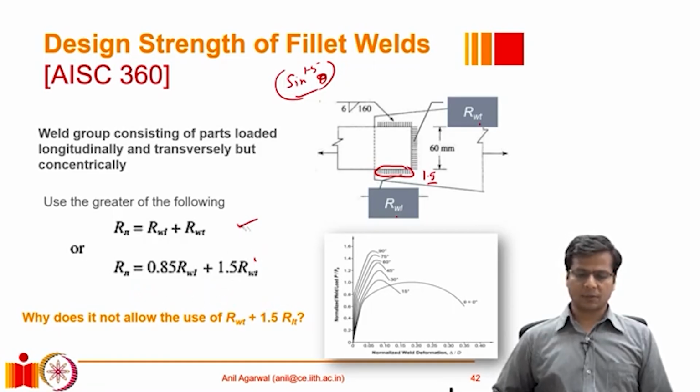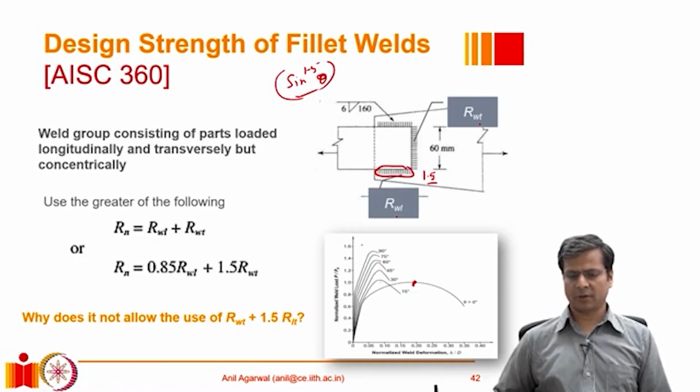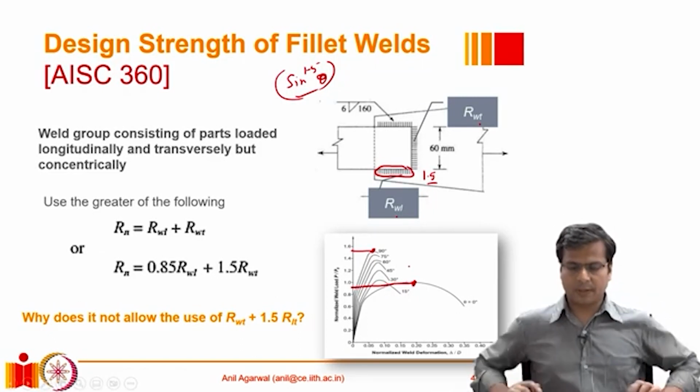Okay, the answer to this question actually lies in the entire plot. So we cannot only look at the peak values of these, let's say we are talking about 0 and 90 only, right? So we cannot purely look at only the peak values and say that this much of strength is available for an end fillet and this much of strength is available for the side fillet. So let me use these strengths directly. It doesn't work that way.